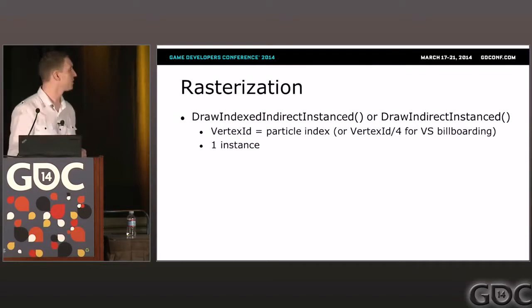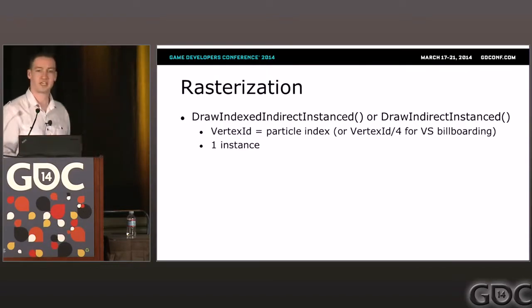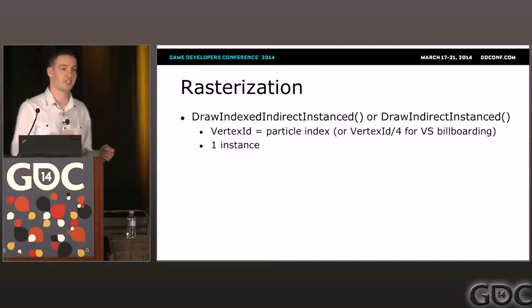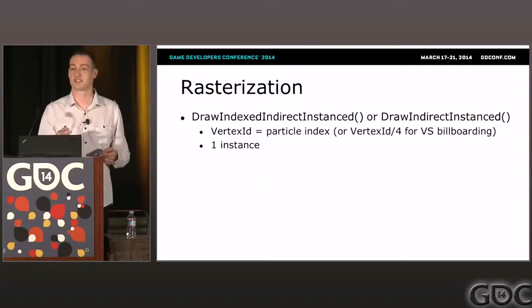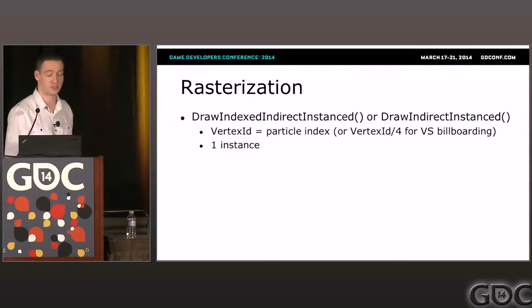Or similarly, if you've got the vertex shader only path, it's indices per instance. So actually you need to bump that counter by 6. So you've got 6 indices for 2 triangles.